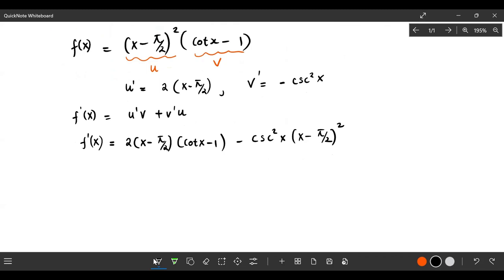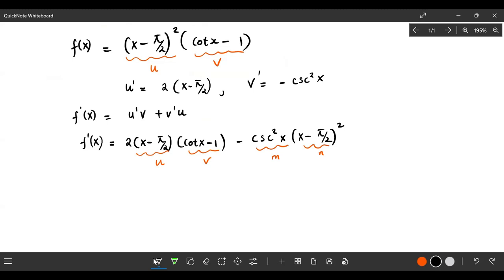Now we have to get the second derivative, and we repeat the process. This time we have two parts, and both of them need product rule. This one I'll call u and v. For this side I can use different names, so I can call this M and this N. I'm using different names because both of them require product rule.